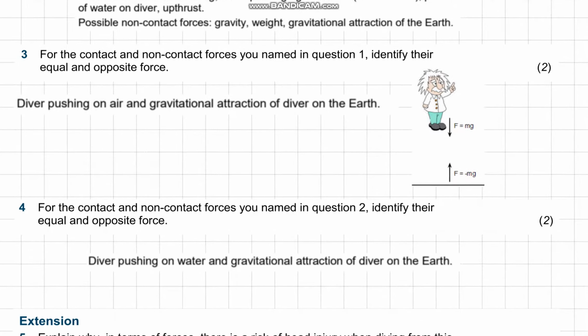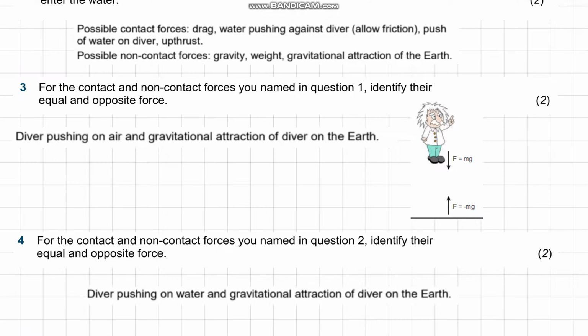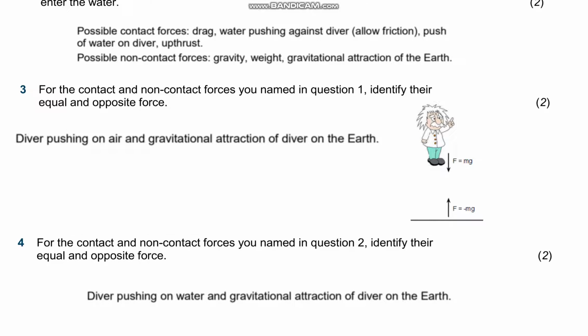Okay, question 4. For the contact and non-contact forces you named in question 2, identify their equal and opposite force. These are the ones you can just see at the top of the screen, where the logos are probably covering them. So: drag, water pushing against diver, and friction. The equal and opposite force of that would be the diver pushing on the water. And then, as we've just been explaining, for the Earth pulling on the diver, there's an equal and opposite force: the diver pulling on the Earth. That's the non-contact one.